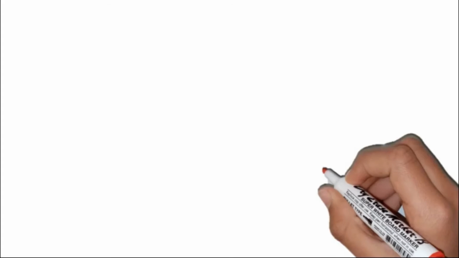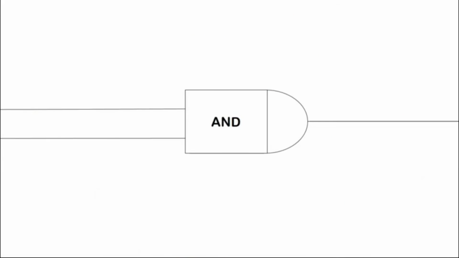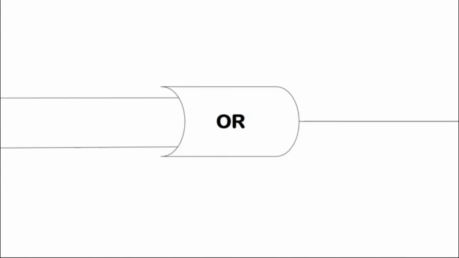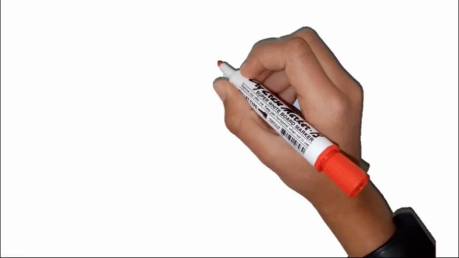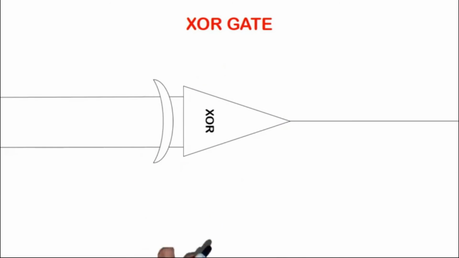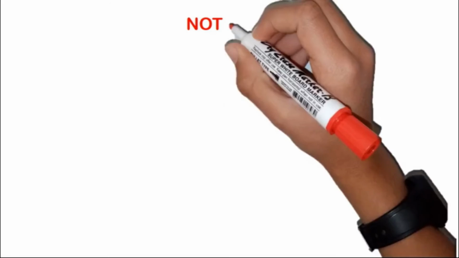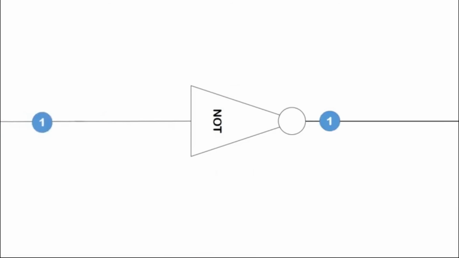There exist 4 gates. AND gate: if both inputs are 1, then the output will be 1, else the output is 0. OR gate: if one of the inputs is 1, the output will be 1, else it's 0. Exclusive OR gate: if the inputs are 1 and 0, then the output is 1, else it's 0. NOT gate: this logic gate reverses any input.